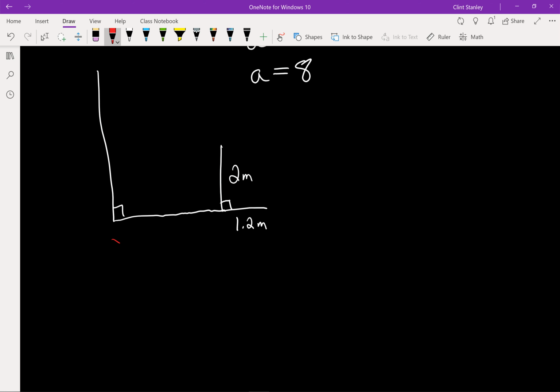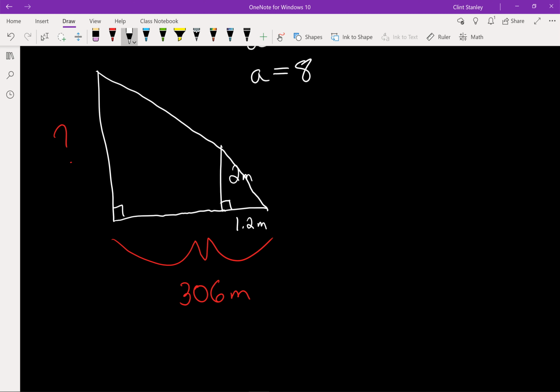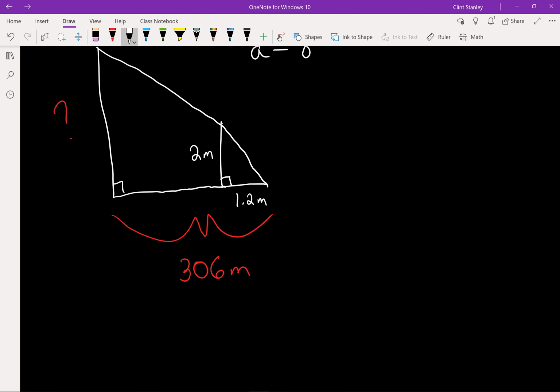So if we think about the shadow of the whole building, that's 306 meters. And it's asking us how tall is the building, or how tall is this side. So what we've got is a triangle here. We'll move that over here, okay? We've got a triangle here we're dealing with, and again, it's really ugly. I'm sorry, I need a ruler, I guess. Okay, so what we can do is we can set up a proportion because we've got a little triangle inside this bigger triangle.